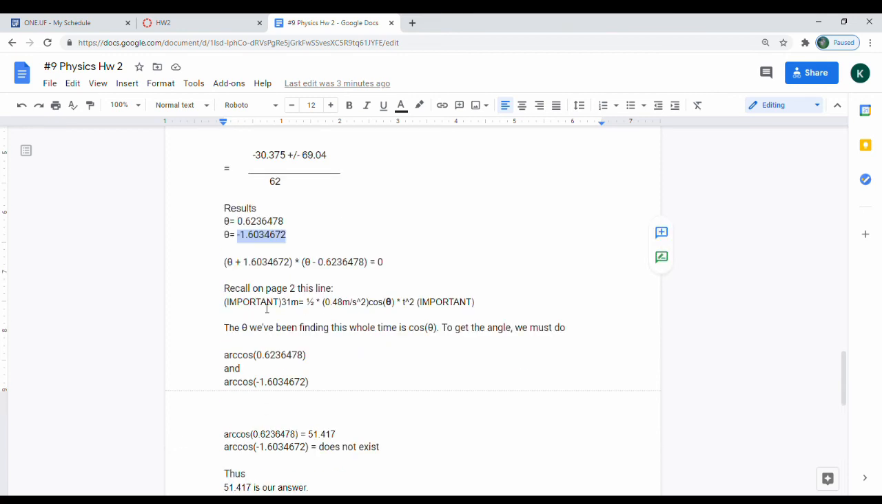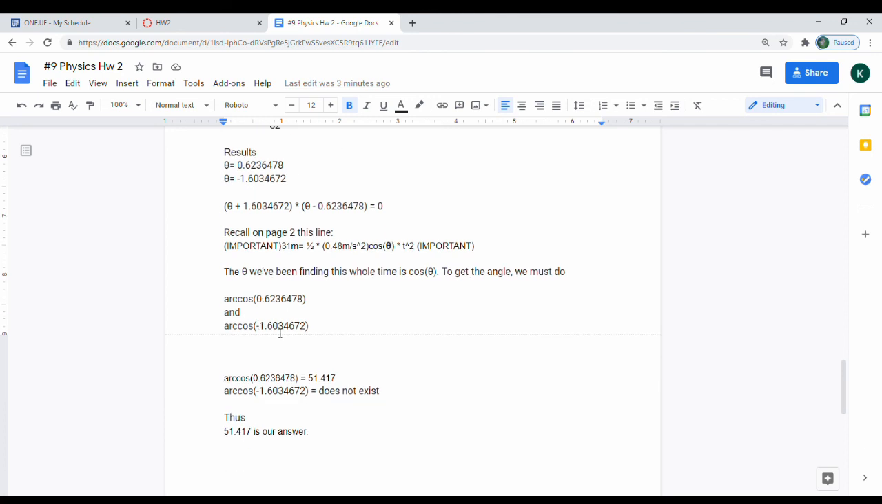Now recall the important line that I said. This whole entire time we have to remember we were finding cosine theta. Now we know what cosine theta is. So to get the angle we need to put arc cosine on the two values and see which one's possible. As it turns out, arc cosine of negative 1.603, blah, blah, blah. It does not exist.